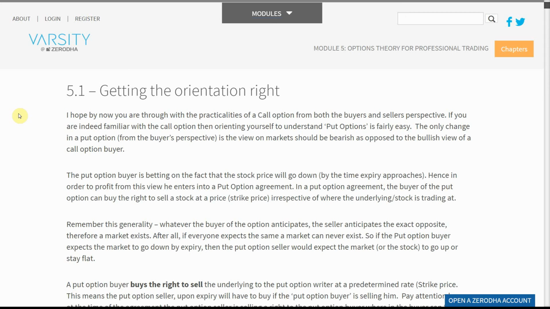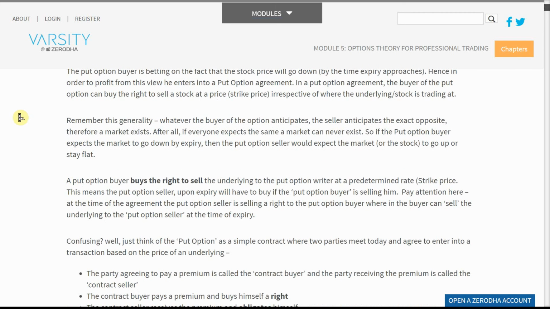The put option buyer is betting on the fact that the stock price will go down by the time expiry approaches. Hence, in order to profit from this view, he enters into a put option agreement. In a put option agreement, the buyer of the put option buys the right to sell a stock at a price, the strike price, irrespective of where the underlying stock is trading. Remember this generality: whatever the buyer of the option anticipates, the seller anticipates the exact opposite. Therefore, a market exists. After all, if everyone expects the same, a market can never exist.